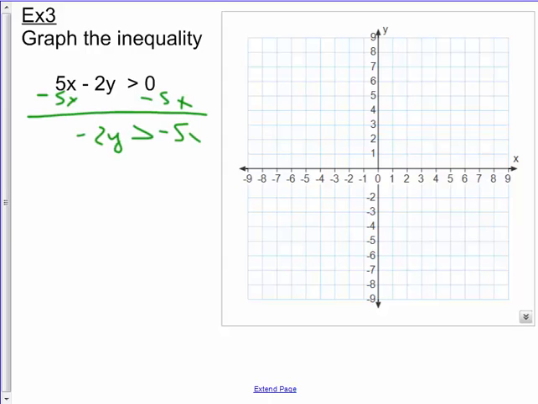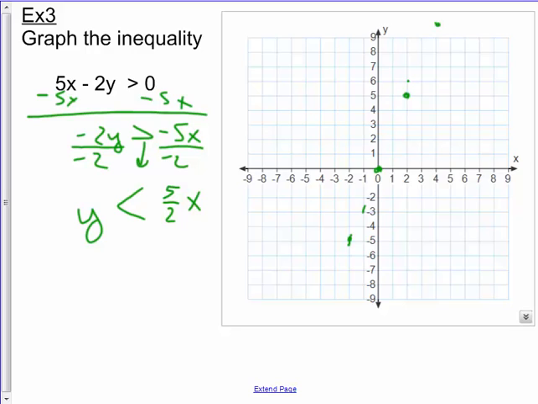Last one, I'm going to subtract 5x. I'm going to divide by -2, and I get y is 5 halves x over there. But I divided by a negative, so I have to remember to flip the inequality. Now this is a little bit tricky, because what's the y-intercept? In this one, the y-intercept is 0. So I'm going to use my slope. I'm going to go up 5 over 2, up 5 over 2. I'm going to use the dashed line because I don't want it equal to.